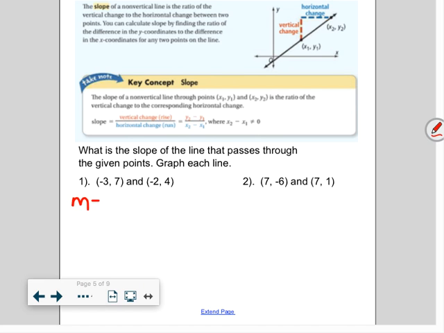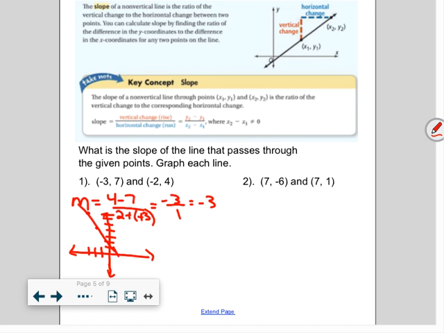Alright, so here we go. On the first one, I'm going to take 4 minus 7 over negative 2 minus negative 3. So that's negative 3 over 1. Okay, be careful here. 4 minus 7 is negative 3, but you're taking negative 2 minus a negative 3. So that becomes negative 2 plus 3. If I do a quick sketch, so I have 1, 2, 3, 4, 5, 6, 7. So here's negative 3, 7, and negative 2, 4.